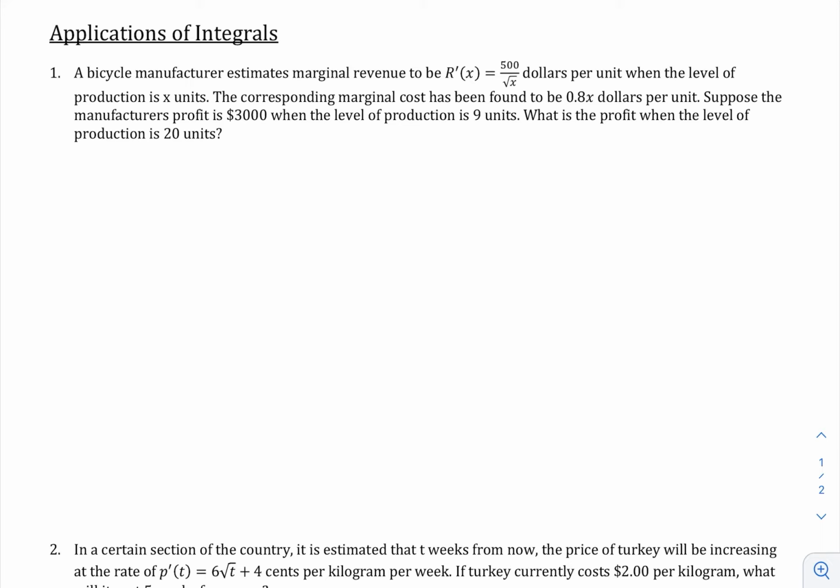A bicycle manufacturer estimates marginal revenue to be R prime of X equals 500 over the square root of X dollars per unit when the level of production is X units. The corresponding marginal cost has been found to be 0.8 X dollars per unit. Suppose the manufacturer's profit is 3,000 when the level of production is 9 units. What is the profit when the level of production is 20 units?